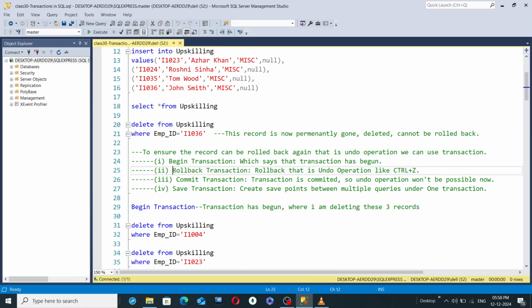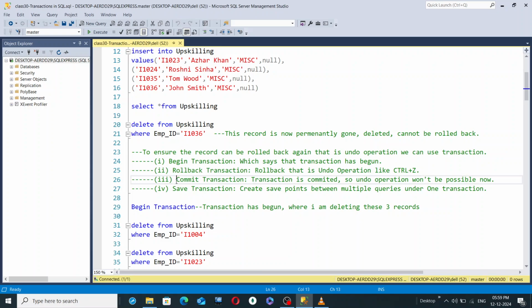Then you have a rollback transaction. Rollback transaction is just like your Control Z operation, an undo operation. Whatever I did, that can be undone via the rollback transaction. Then the third one is your commit transaction. Commit transaction is like that, once you commit a transaction, then whatever you did cannot be undone. Rollback transaction is like, whatever you have done can be undone also. It's just like your Control plus Z operation, undo operation.